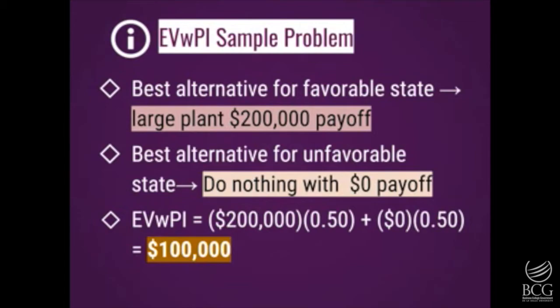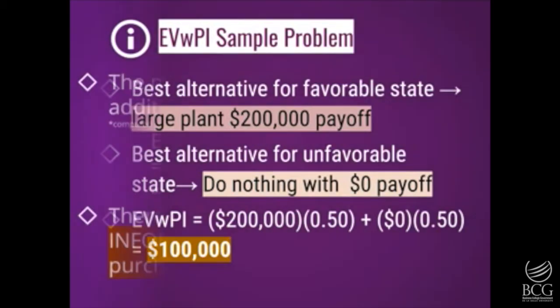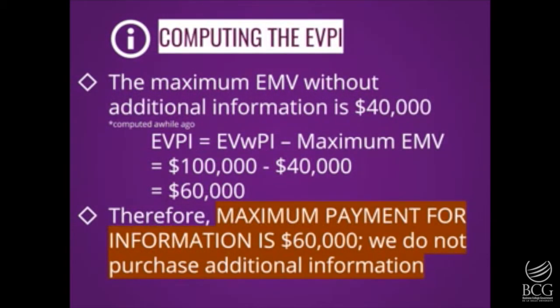100,000. Now, we try to compute for the EVPI. The maximum EMV without additional information is $40,000, as computed a while ago. So now, the EVPI is equal to the EVWPI minus maximum EMV. That would be 100,000 minus 40,000, which will generate $60,000. Therefore, the maximum payment for information is $60,000. We do not purchase the additional information worth $65,000.